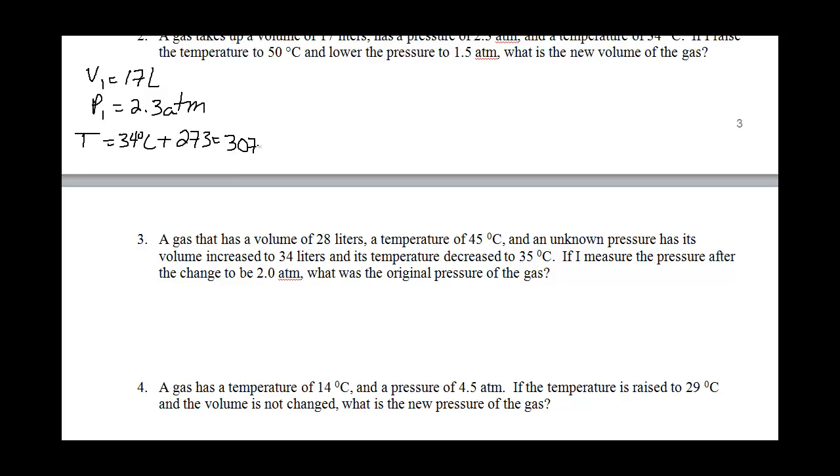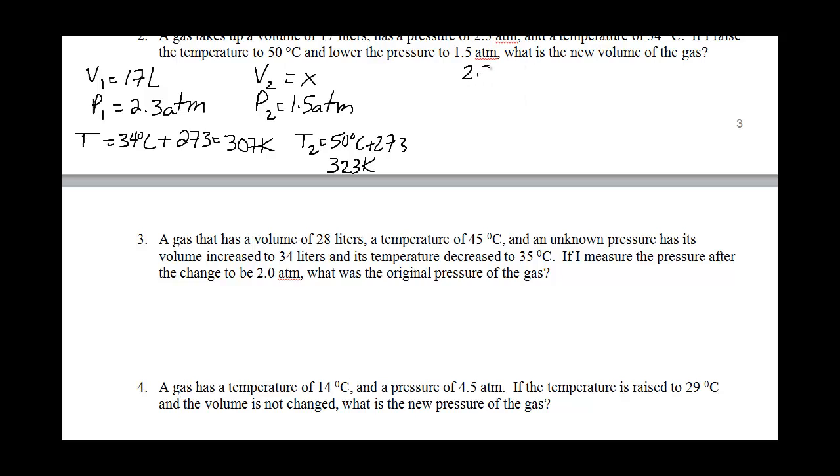So that's 307 Kelvin. Okay, so if I raise the temperature, that means I know my new temperature is 50 Celsius. I'm going to change it to Kelvin right away so I don't forget. That's 323 Kelvin. What else do I know? Lower the pressure, so give me a P2, 1.5 atmospheres. This one's also asking about volume. They're not always going to be about volume, but I will have to be given enough information to solve the others.